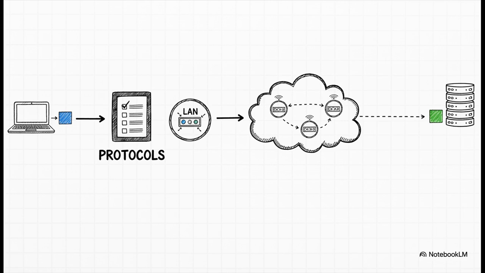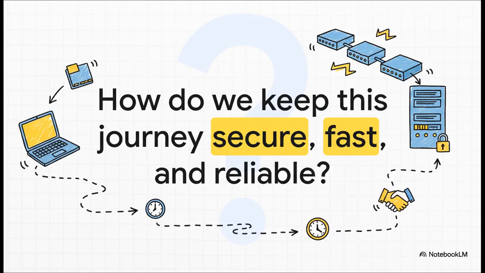So let's just quickly recap that whole incredible journey. A single click from you created a request. That request got packaged up according to the rules, the protocols. It was guided through your home network by a switch, then launched on the internet by your router. It hopped across a bunch of other routers around the world, found its server, and then the server sent all the information right back to you. Whew! And remember, this whole process happens billions upon billions of times every single second, all across the globe.